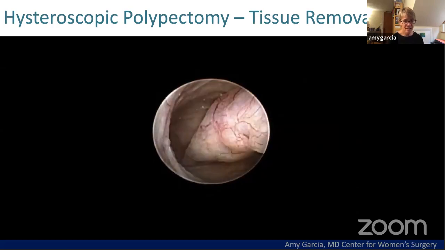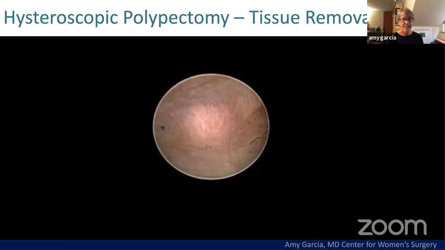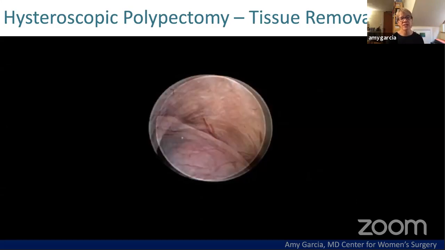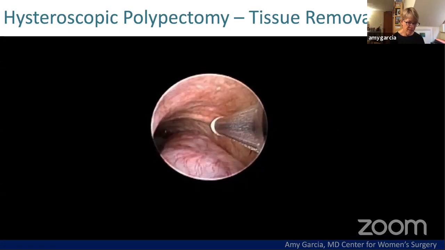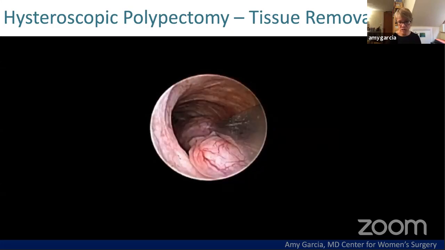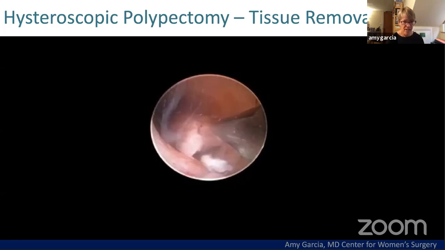You see the conformity of the polyp to the uterine cavity. The endometrium is atrophic. There's a left lateral attachment. This is a slightly bigger device. The last one that we saw comes through a 6mm hysteroscope. This comes through a 6.2mm hysteroscope.